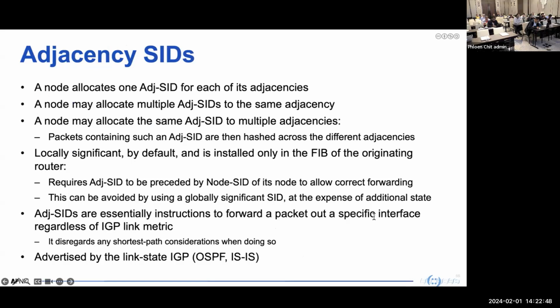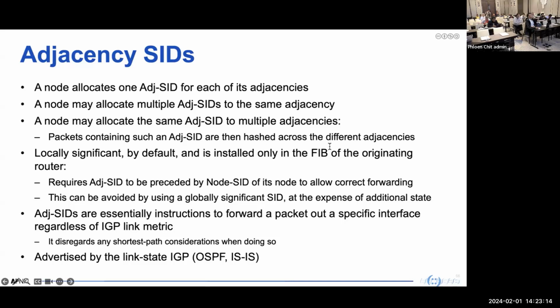For adjacency seed, it is used for identifying one or more adjacencies in a specific node. The node typically allocates one adjacency seed for each of its adjacencies. It may also allocate multiple adjacency seeds to the same adjacency, or the same adjacency seed to multiple adjacencies, for the purpose of ECMP.